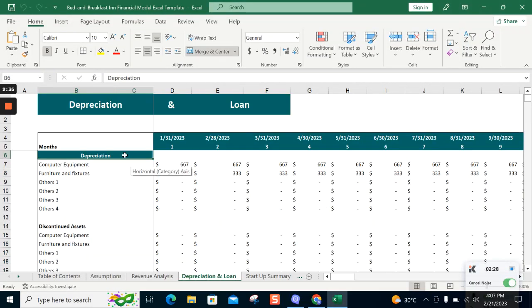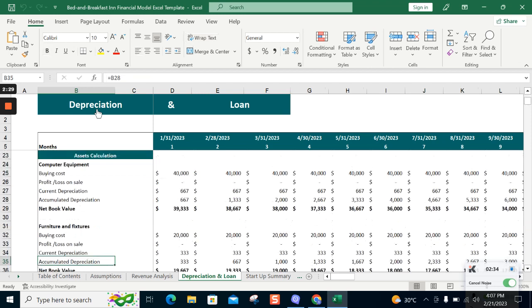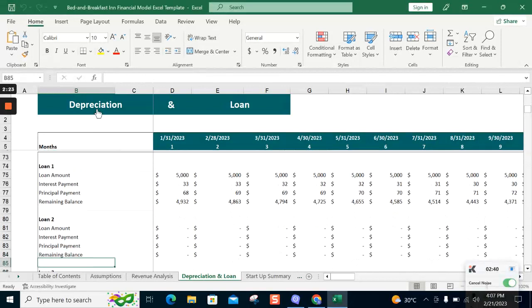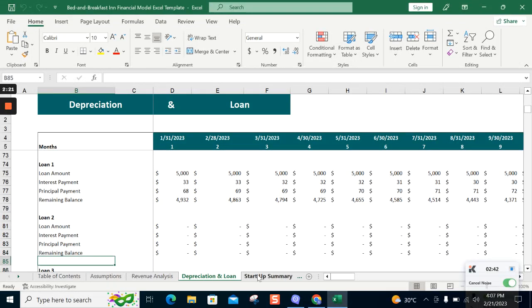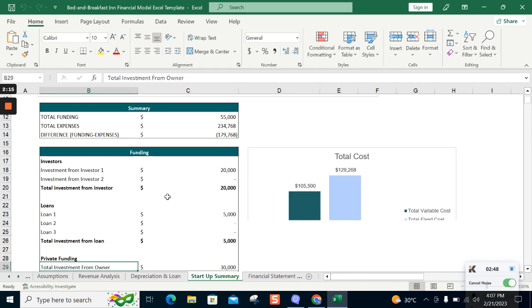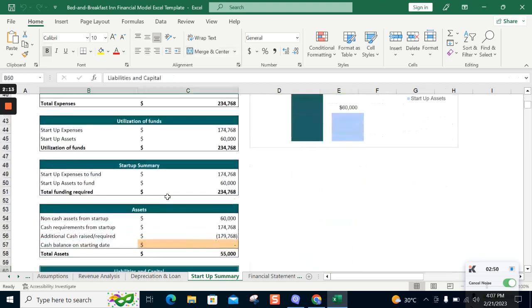The depreciation and loan schedule have two sections, depreciation and loan. The depreciation section estimates the depreciation of the asset, the net book value, and the profit and loss from the sale of the asset. And the loan schedule estimates the interest and the principal payment you have to pay to the creditors each month. The startup summary tab estimates the funding required to run the business smoothly.